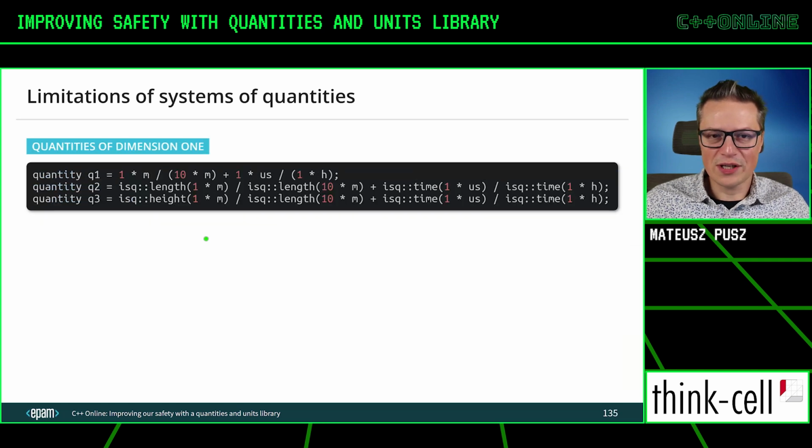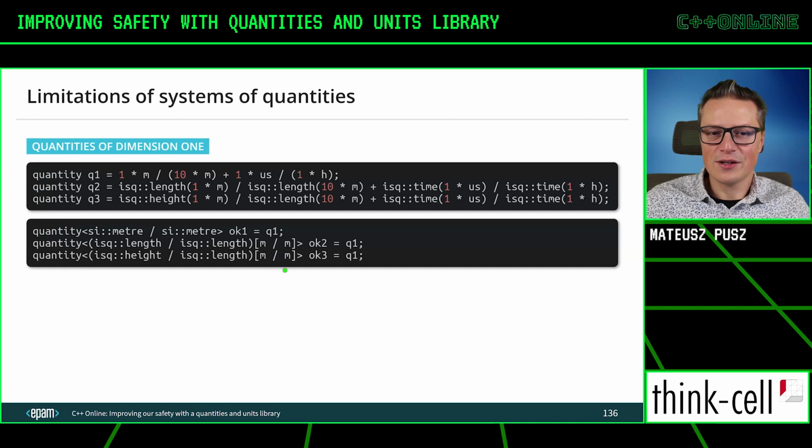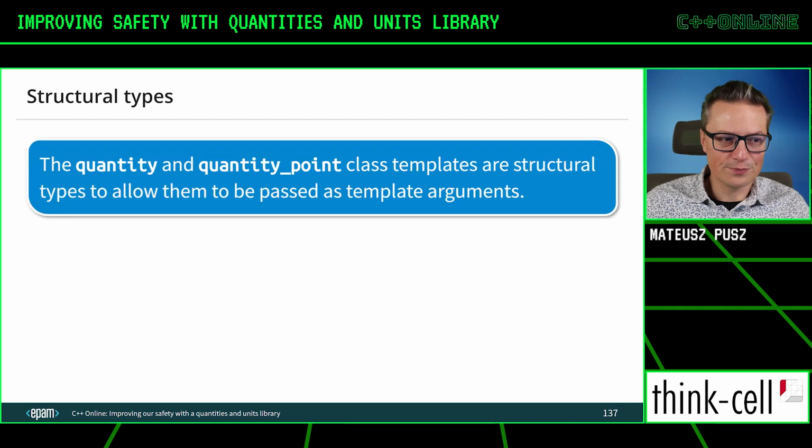There are also some issues connected to handling of quantities of dimension 1. If you divide two lengths and two times, you'll be able to add the resulting ratios, because they are just dimensionless at this point. So even though they mean something different, they can be added and handled like this.